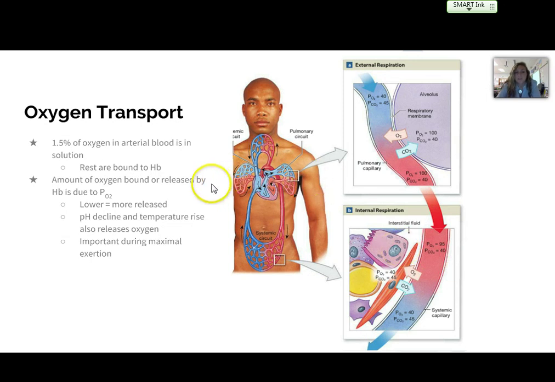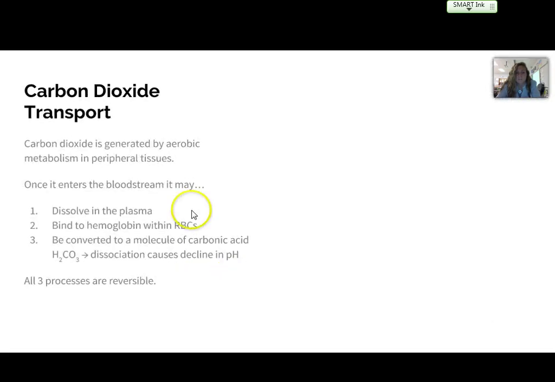1.5% of oxygen in arterial blood is in solution. The rest is going to be bound to hemoglobin. The amount of oxygen bound or released by hemoglobin is due to the partial pressure of oxygen. The lower it is, the more that's going to be released. If the pH declines and the temperature rises, this will also cause a release of oxygen. A lot of times this can be due to maximal exertion or exercise, because we know that the temperature of our body rises at that point. We'll mention this pH here again in a second.